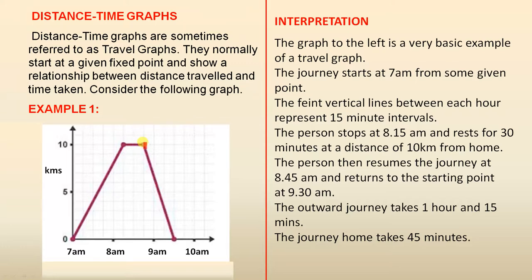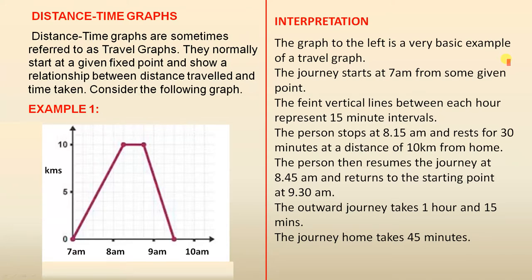Also, see that line here? Now the time is happening, right? We have time is happening, however there's no travel, so it must be a rest period. The graph to the left is a very basic example of a travel graph.